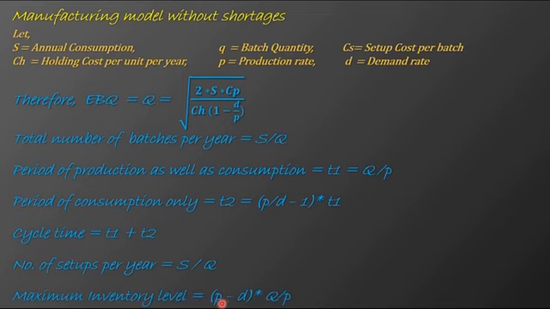And maximum inventory level is equal to production rate minus demand rate into Q by P. So with the help of these simple equations, we can solve the examples of the manufacturing model without shortage. In previous lectures, we have solved examples of economic order quantity and quantity discount model. So now let's discuss a few examples on the manufacturing model.